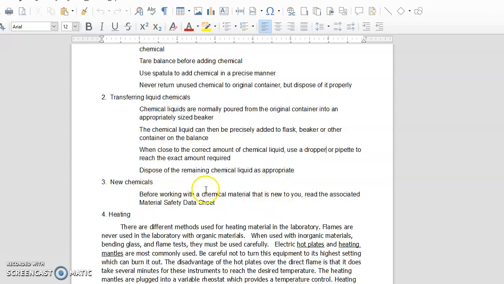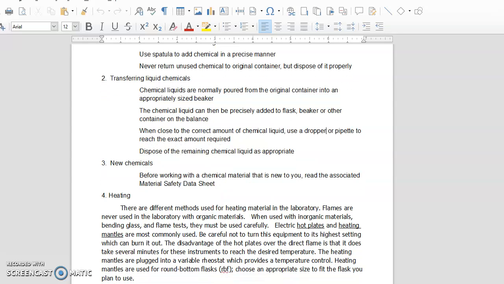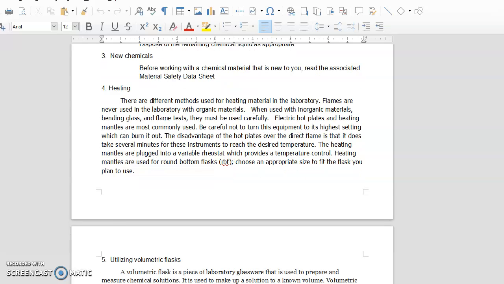Another thing, new chemicals. You saw that we always have a material safety data sheet with any new chemical we have. You should always make certain you're familiar with all the hazardous conditions and know any precautions you might need to take.